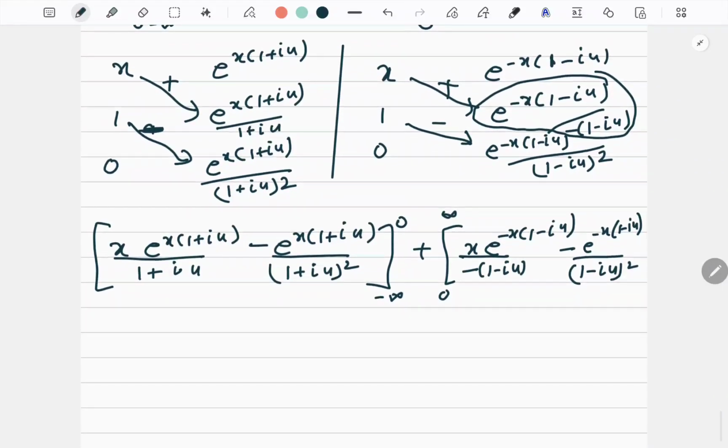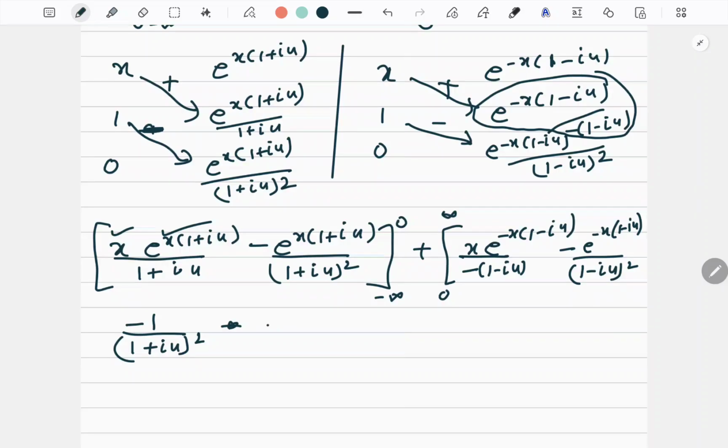Now let me put the limit. So first limit is upper limit, that is 0. When I put 0, this will become 0 because of x. When I put 0 here, e to the power 0 is 1. So minus 1 upon (1 plus iu) square, I got minus. Now I will put the lower limit. When I put minus infinity here, this will become again 0 because e to the power minus infinity is 0. And then since it is a lower limit, so again minus minus plus, but this will also become e to the power minus infinity, which is 0. So both the terms are gone.